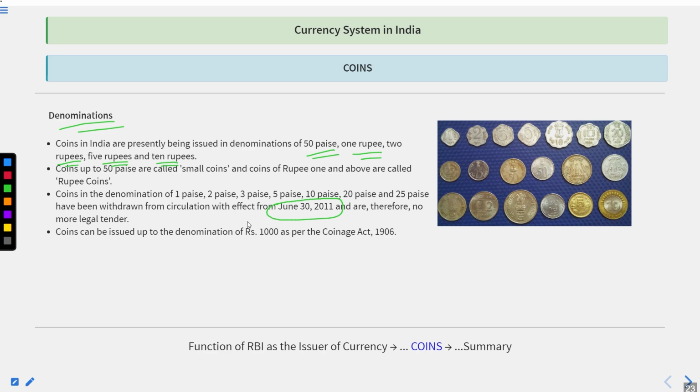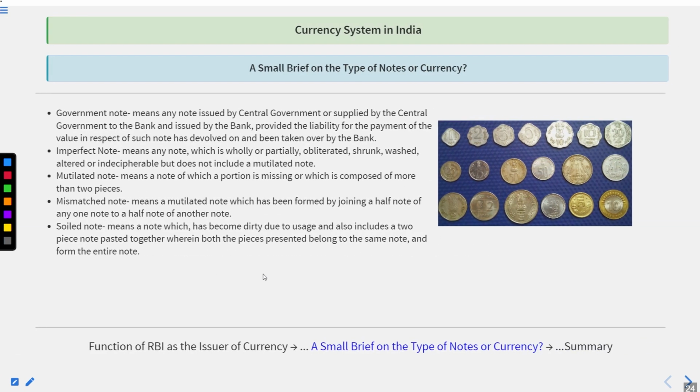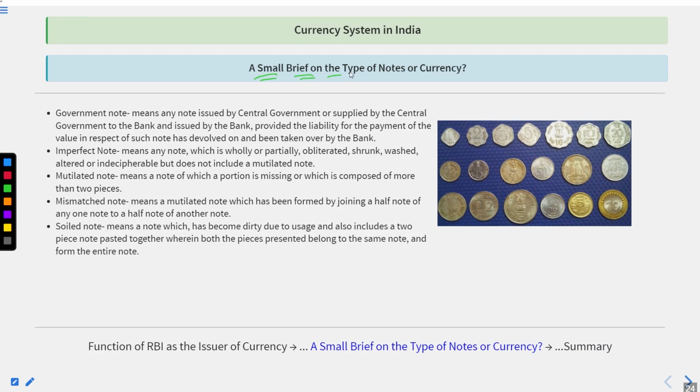So you can say the maximum value we could assign to the coin is rupees 1000 only. A small brief on the types of notes or currency. So government note means any note issued by the central government or supplied by the central government to the bank and issued by the bank, provided the liability for the payment of the value in respect of such note has devolved on and have been taken over by the bank.